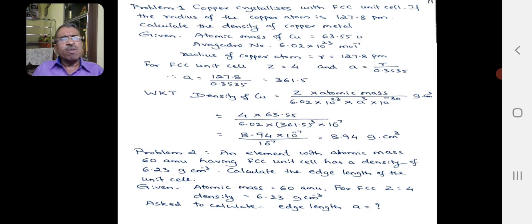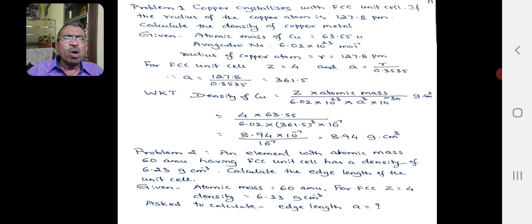If I substitute the values for FCC, Z is 4. So 4 into atomic mass of copper, 63.55, divided by Avogadro's number, and the edge length, that is 361.5 raised to 3. Substituting and simplifying this, we get 8.94 grams per centimeter cube. This is how you have to solve problems like this.